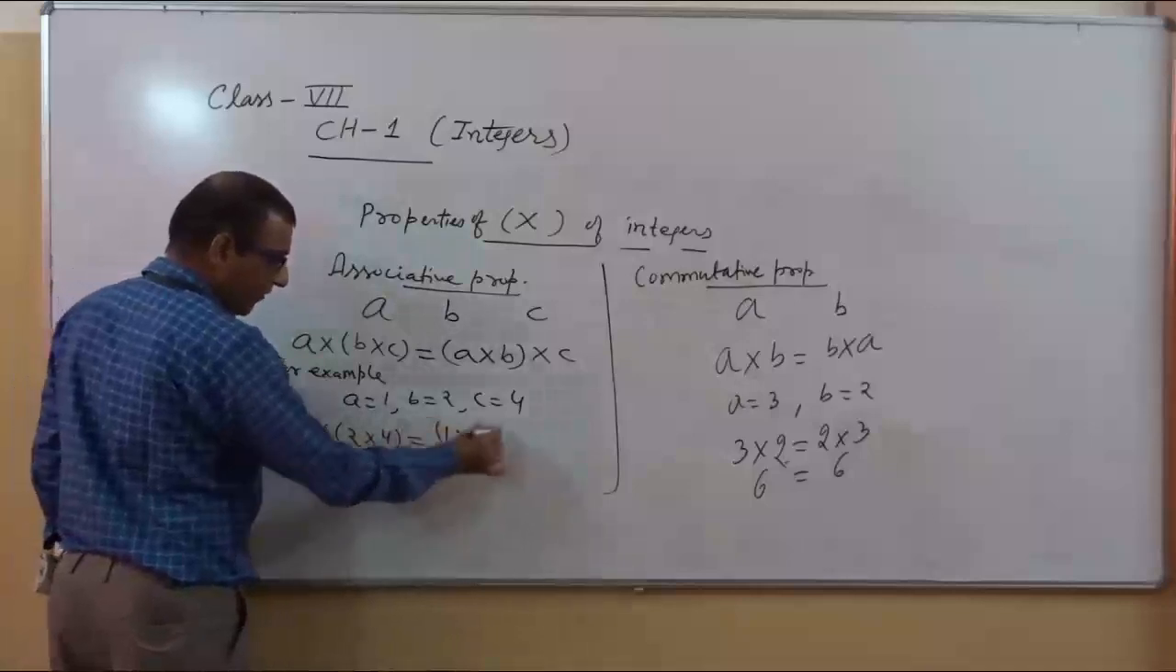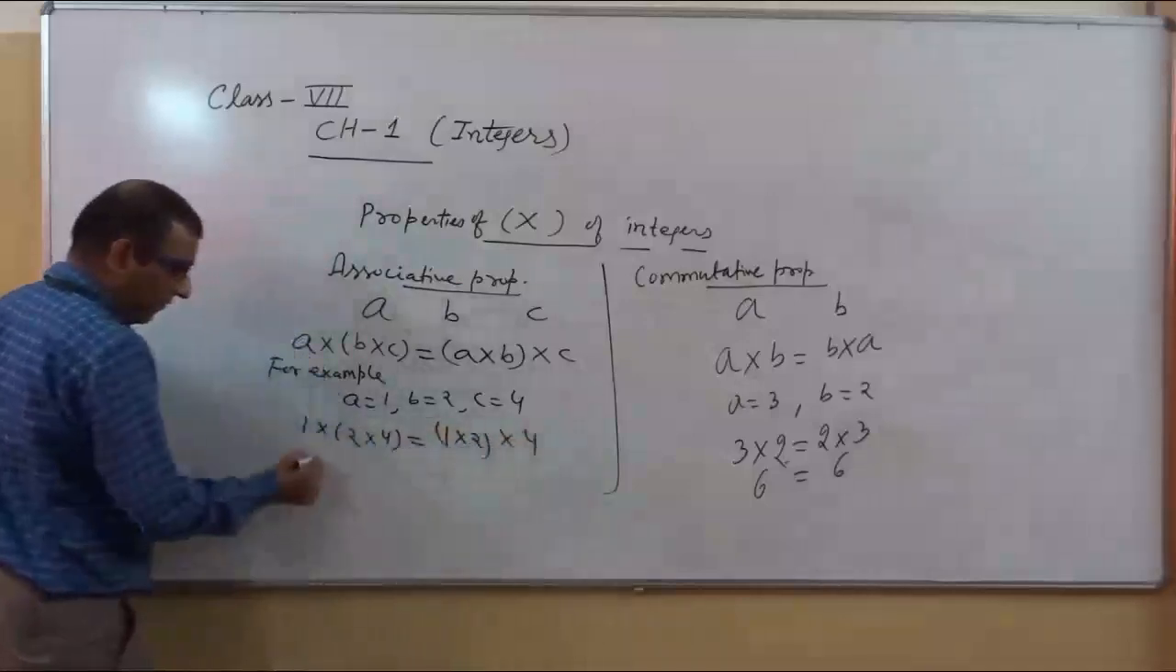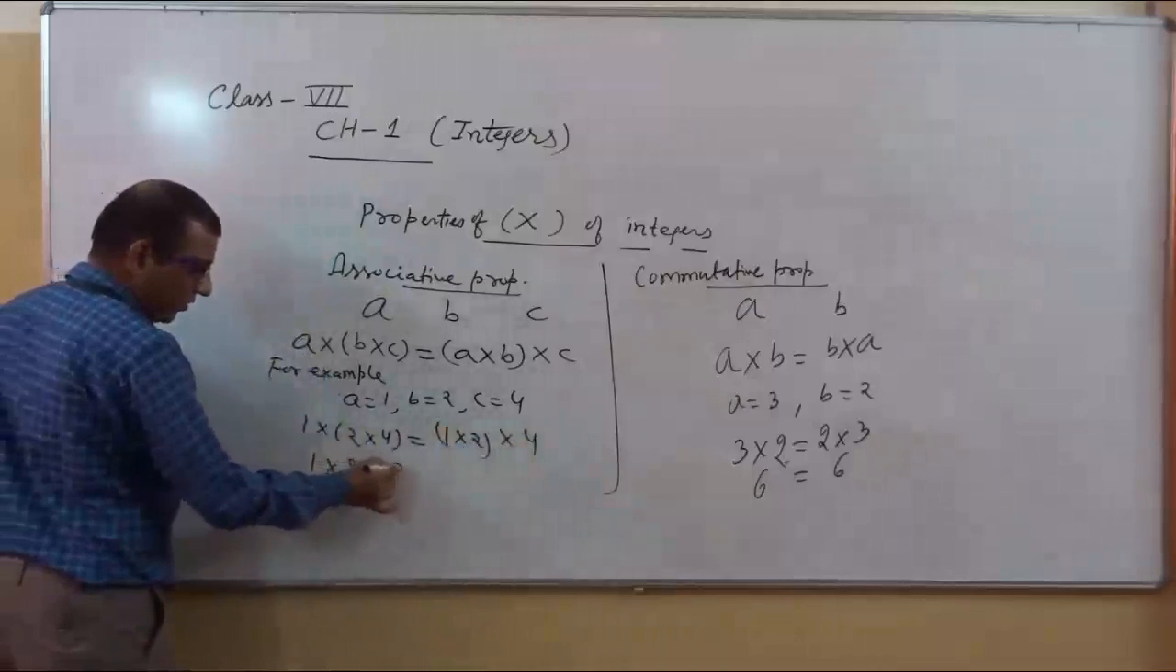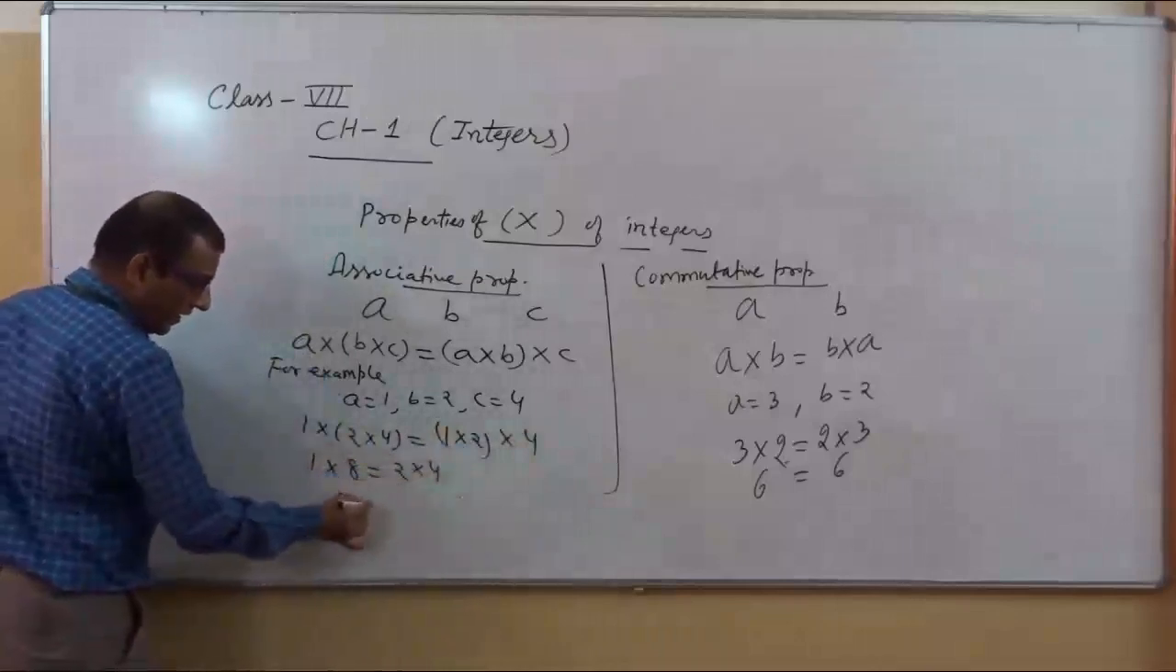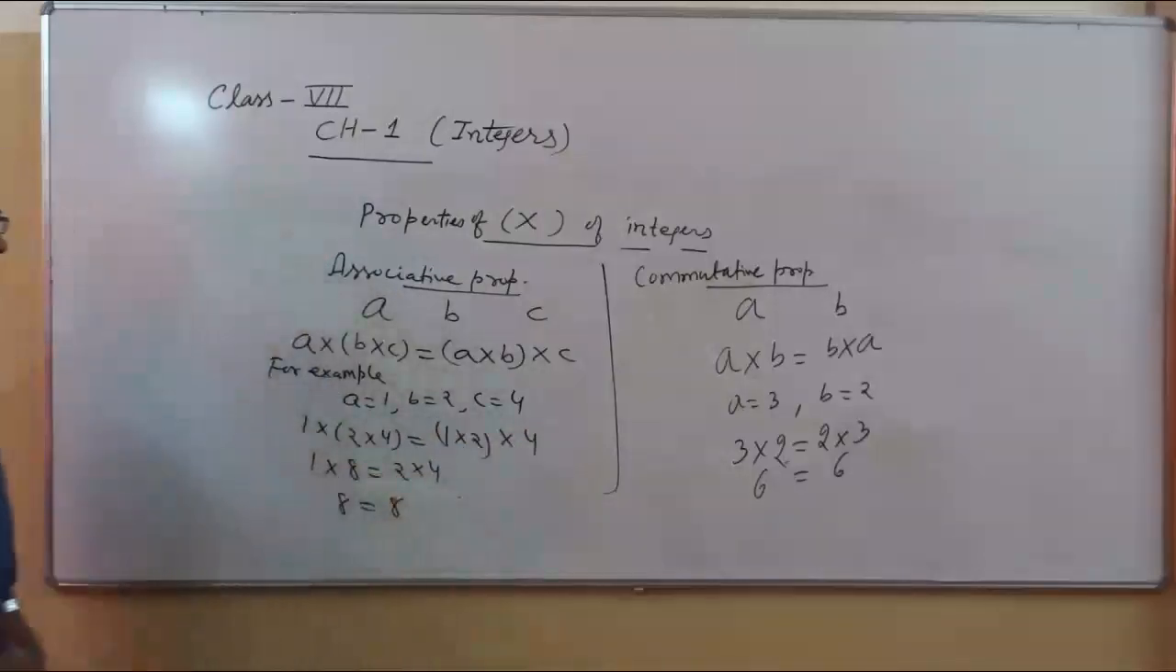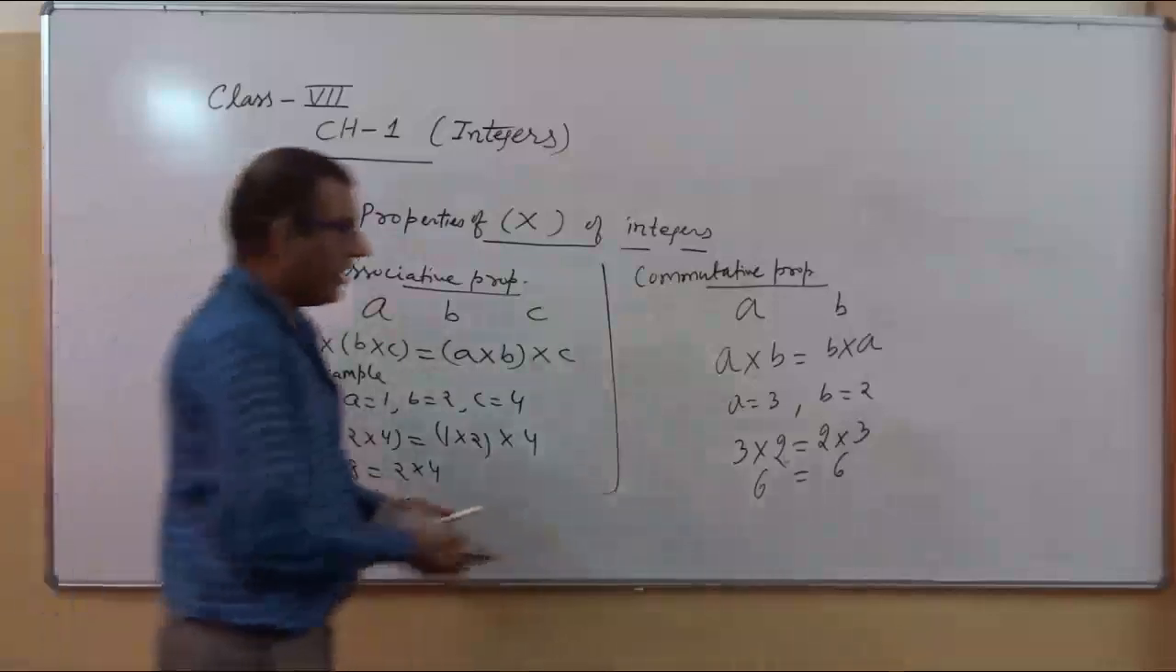Put the values of a, b and c in the associative property, and when we solve it, 1 into 8, 2 into 4, so we will get 8 equals 8. It means LHS equals RHS. So this is the concept of associative property.